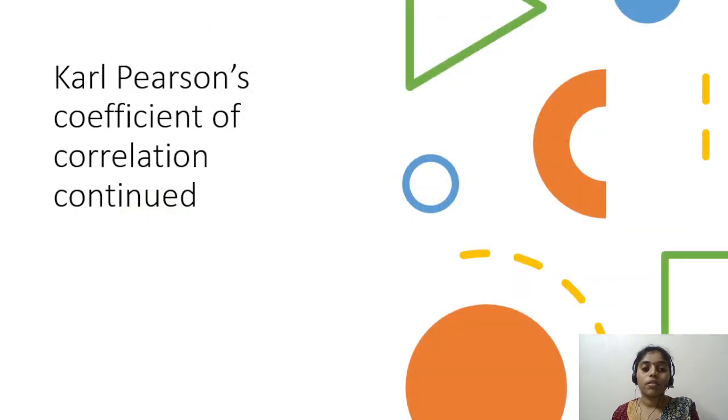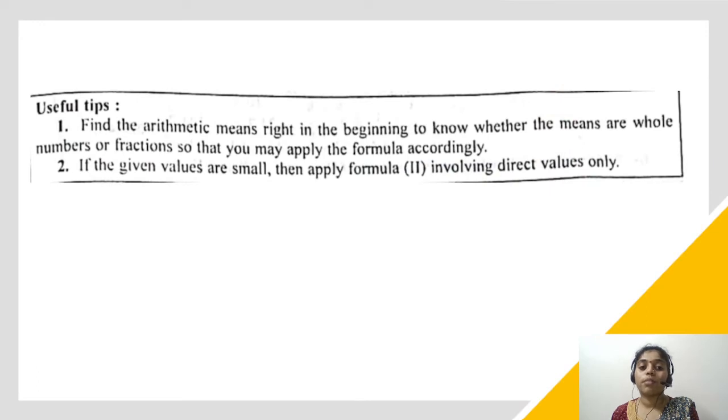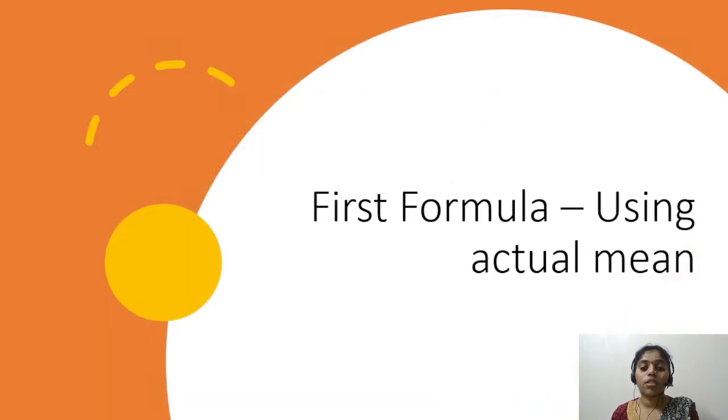Next is Pearson's coefficient of correlation. Here are some useful tips. While finding the arithmetic mean, write it at the beginning to know whether the means are whole numbers or fractions, so that it may help to apply the formula accordingly. The second useful tip is, if the given values are small, then the second formula which involves the direct values can be used. Let us see what the first formula and the second formula are.